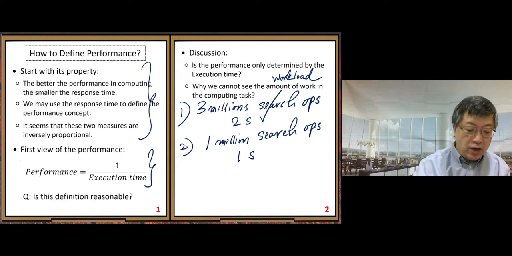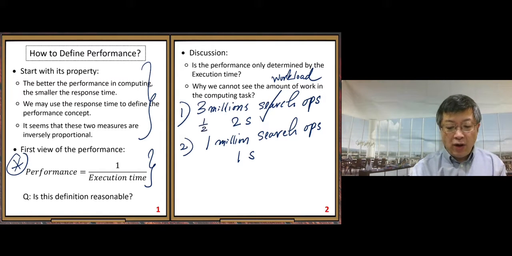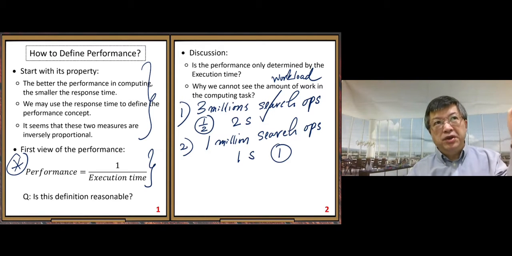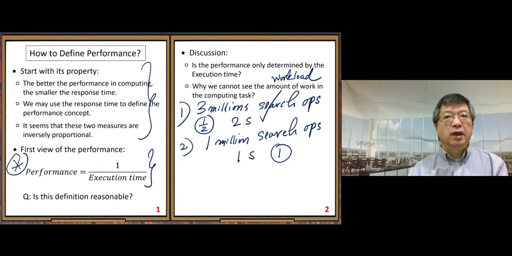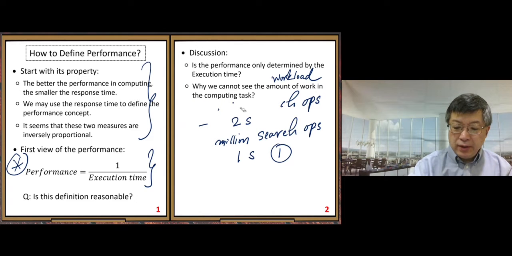But if you use the measure here, the reciprocal of execution time, the first one gives 1/2, the second one gives 1, which is bigger than 1/2. The performance measure makes it look like the second one is faster. That's ridiculous. So this definition, this understanding, is not right. All right, let us go back to our textbook.